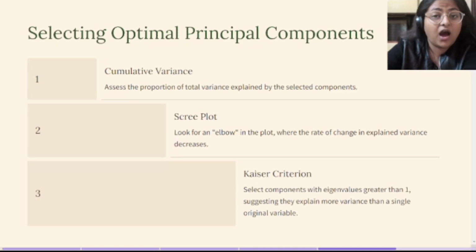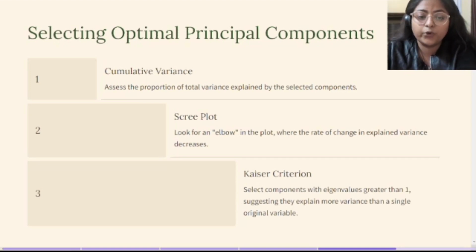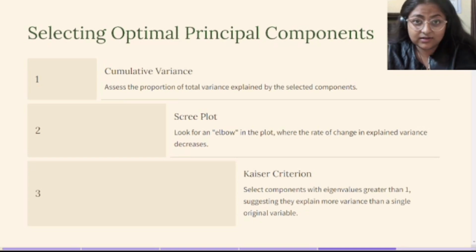Now let's see how to select the optimal principal components. First method is to choose the cumulative variance. This is basically a measure that assesses the proportion of total variance explained by the selected components. The second method is to use the scree plot. With the scree plot, we look for an elbow in the plot. An elbow is basically a sign of where the rate of change in explained variance slows.